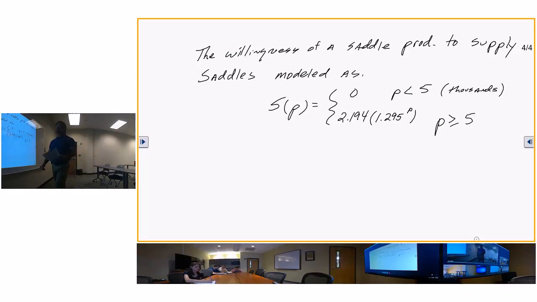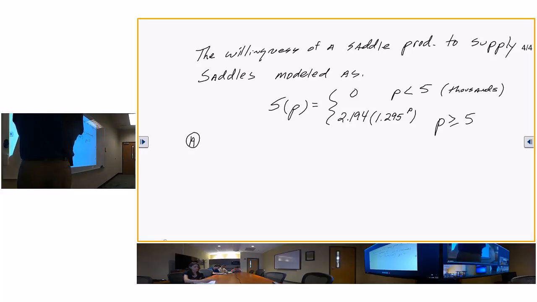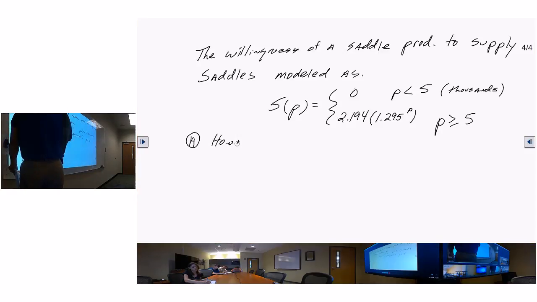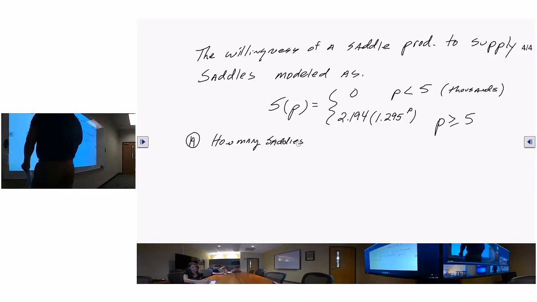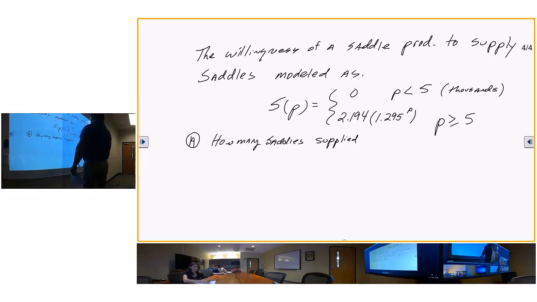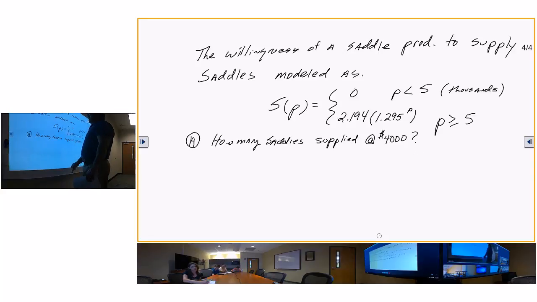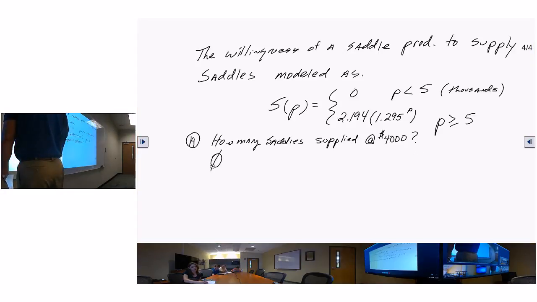So A, they're going to ask, how many saddles will producers supply? How many saddles will be supplied at $4,000? And of course, the answer is 0.